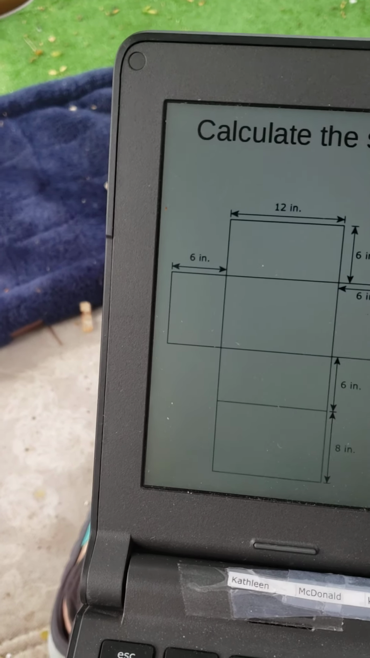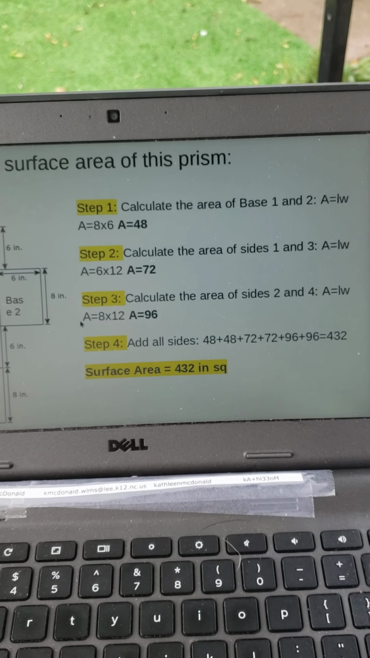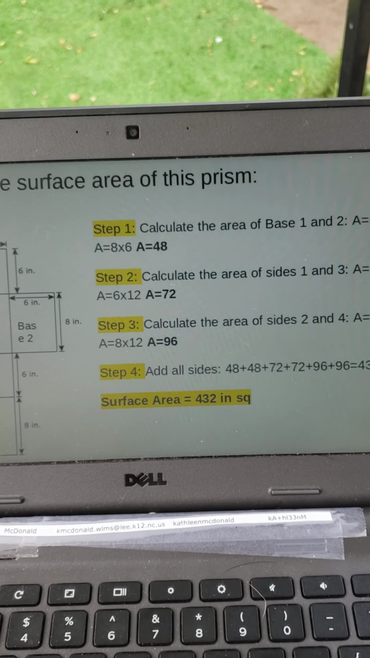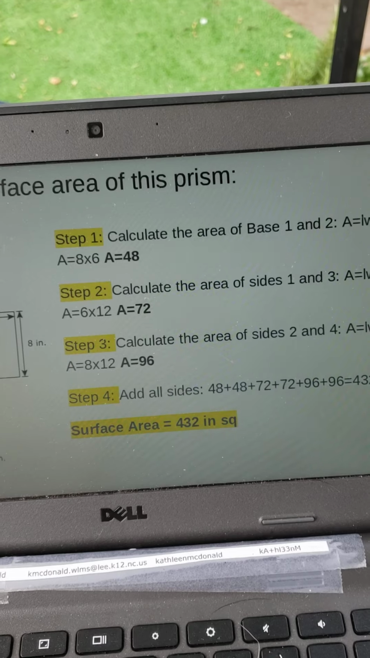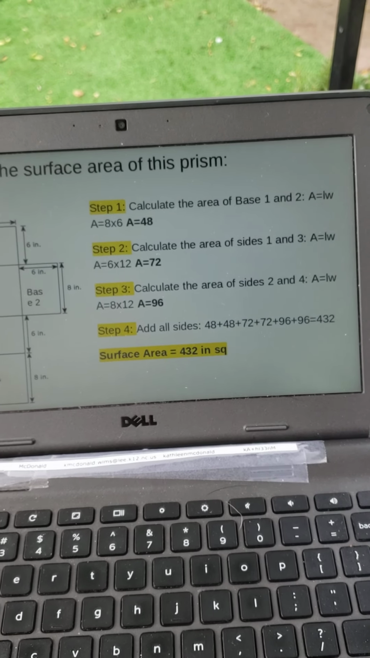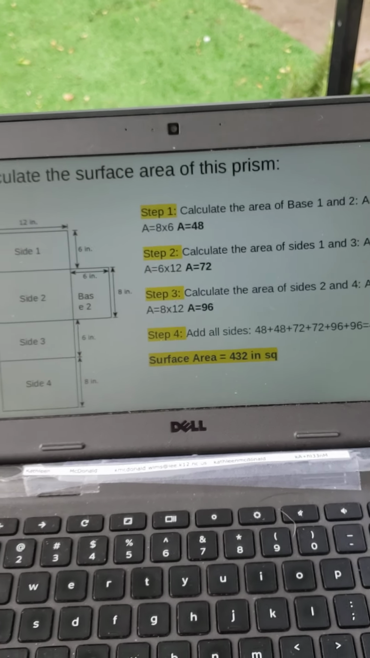All right, so bases 1 and 2, like I said, 48. Sides 1 and 3, 6 times 12, 72. The sides 2 and 4 are 8 times 12, which is 96. And then you add them all up together and you get 432 square inches.